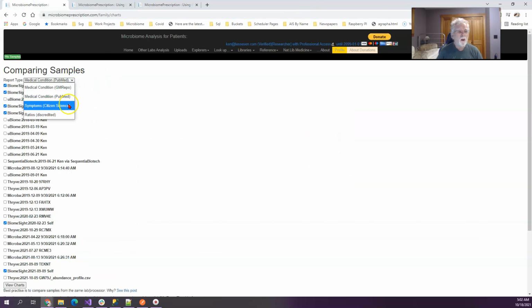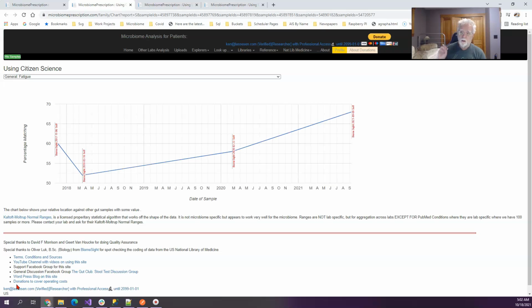And the third one is symptoms by Citizen Science, which is from all of the uploads you guys have done to the site. And we see general fatigue. So general fatigue is going up. It's still not of concern, but I have noticed it a bit, and the reason I've noticed it a bit is generally as a byproduct of vaccination, since that's what seems to have triggered it.